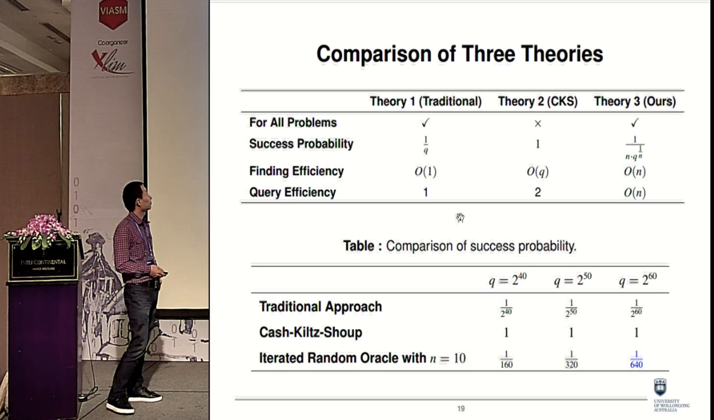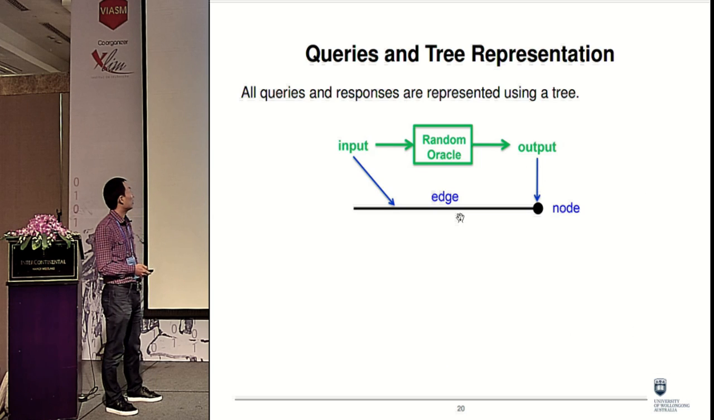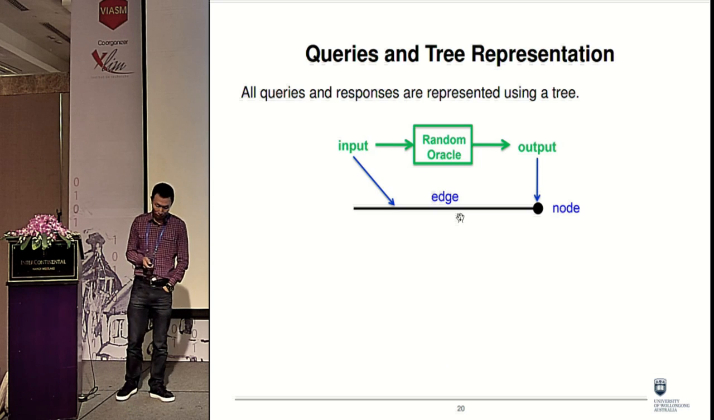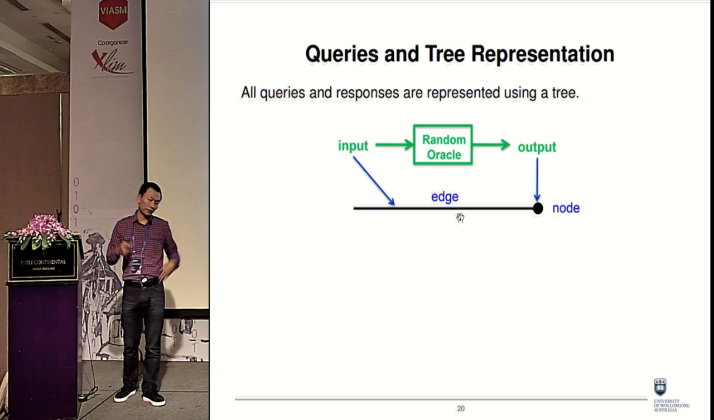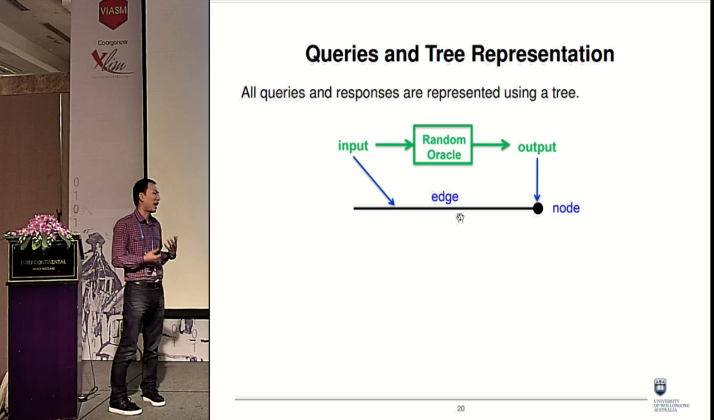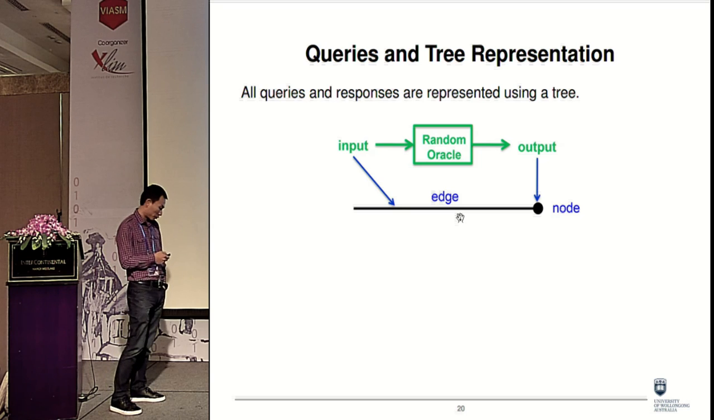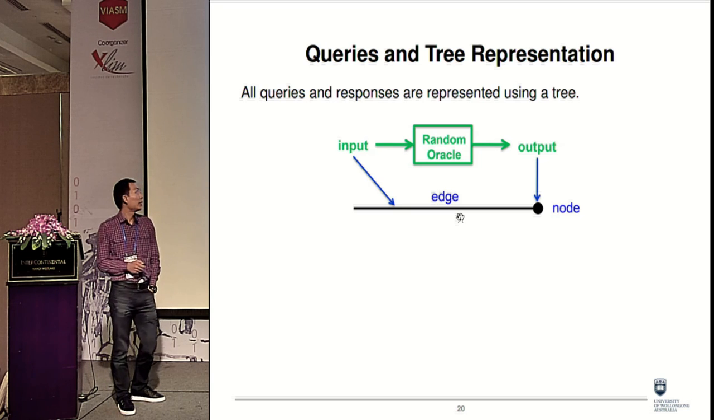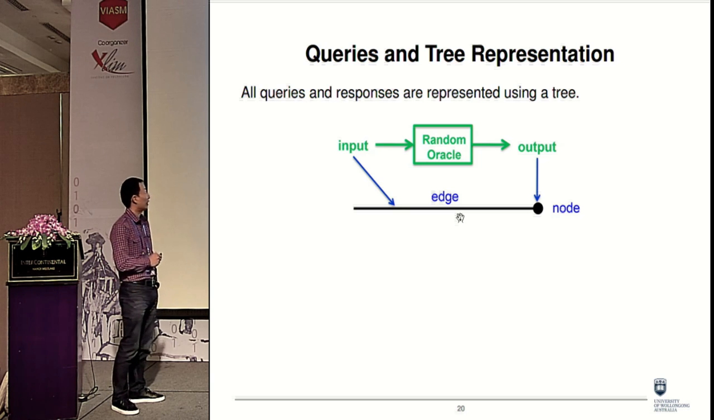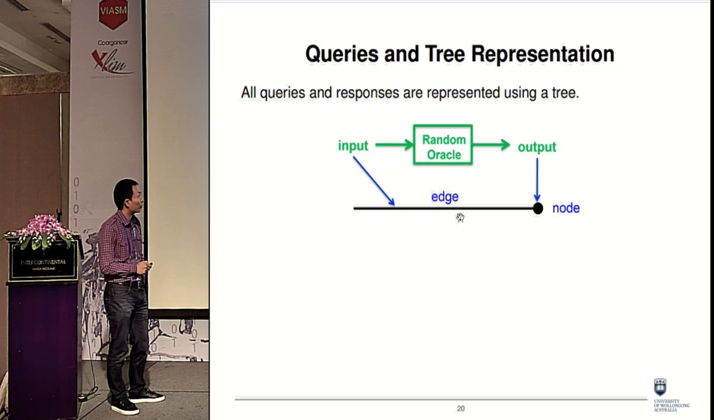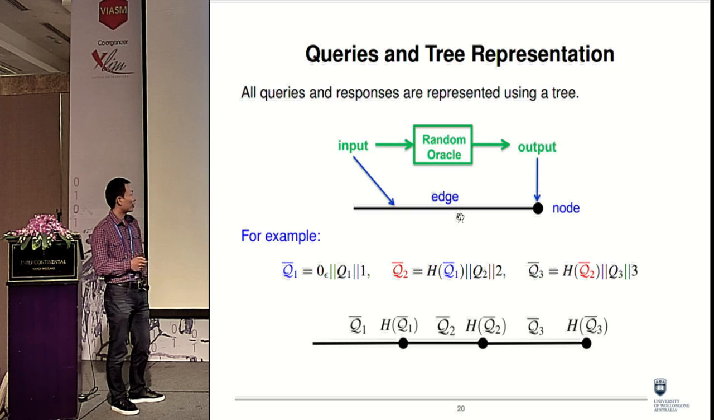Okay, the next one is about to explain how to prove we can have such a high probability. To prove it, we need to represent our queries using a tree. We will use an edge to denote an input, and its end node to denote its output of general oracle. So for example, there are three queries, Q1, Q2, and Q3.